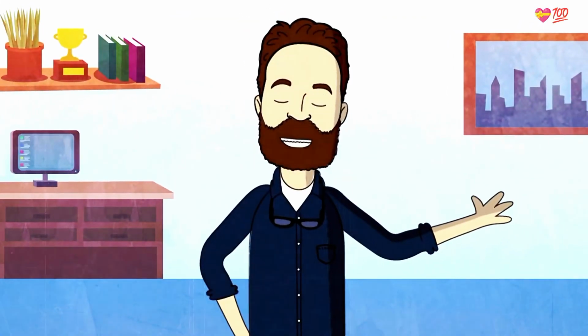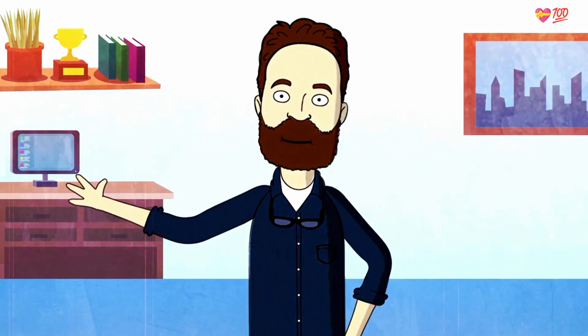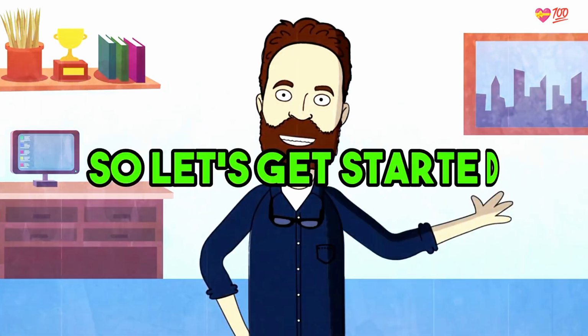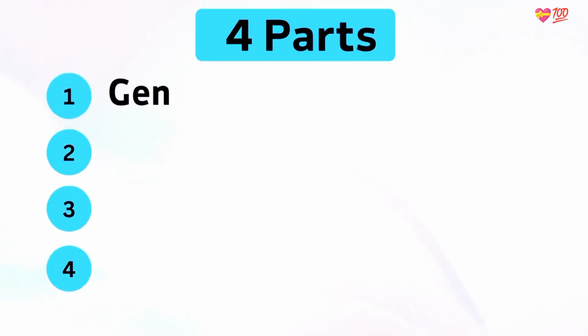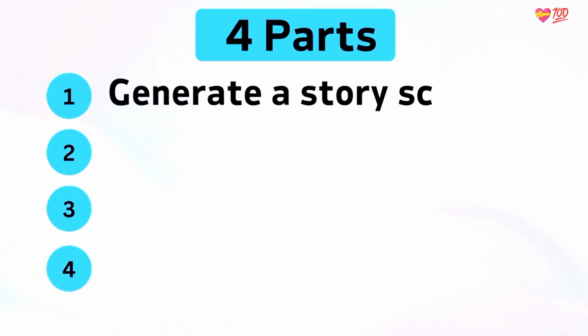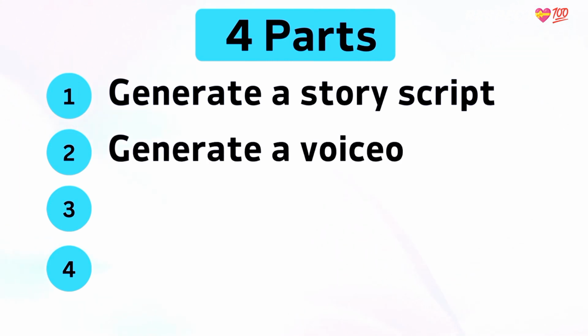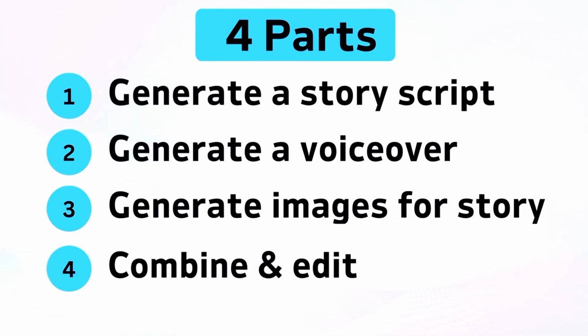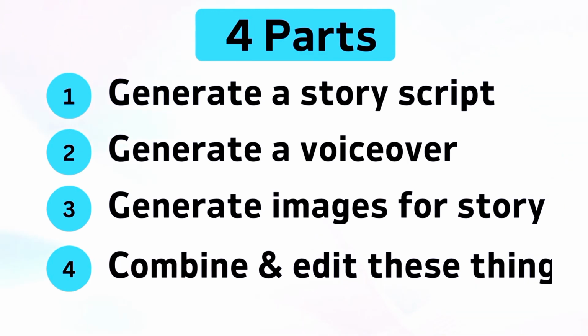If you want to make such cartoon story videos and earn money from YouTube, then you must watch the full video. So let's get started. We will divide this video into 4 parts. In step number 1, we will generate a story script for our video. In step number 2, we will generate a voiceover for our story video. In step number 3, we will generate images for our story. In step 4, we will combine and edit all these things to make a video.